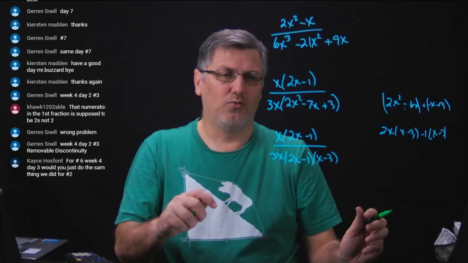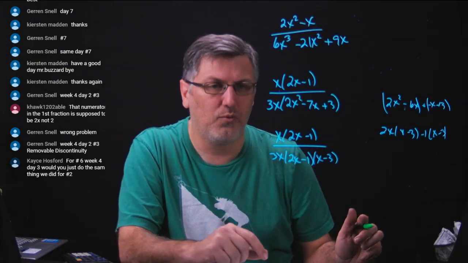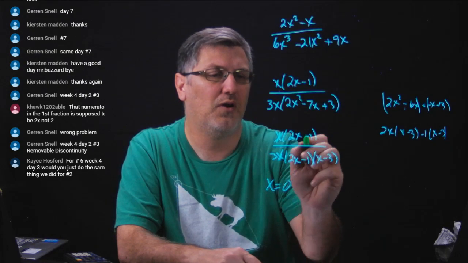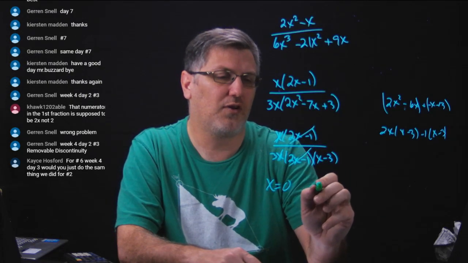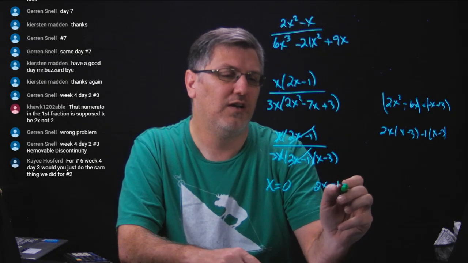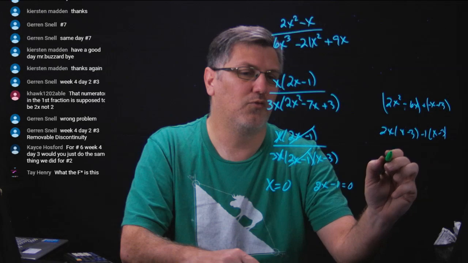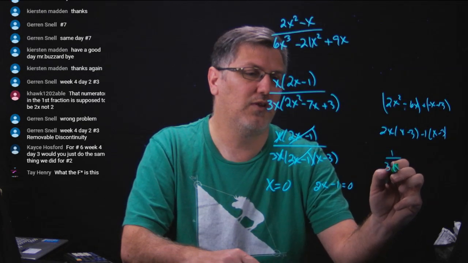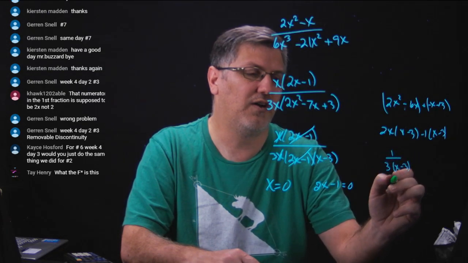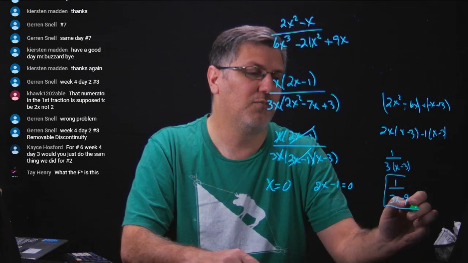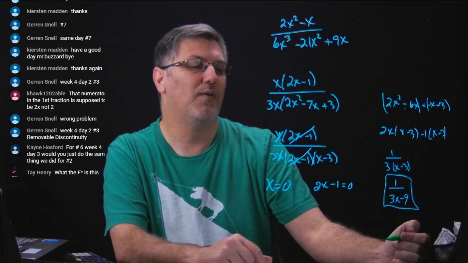All right, so now that we have it fully factored, we can look for the removable discontinuities. My x's cancel, so I know I have to do x equals 0. My 2x minus 1's cancel, so I have to do 2x minus 1 equals 0. My reduced function simply becomes 1 over 3 times x minus 3. Well, let's simplify that. I get 1 over 3x minus 9. So this is my simplified function so far.